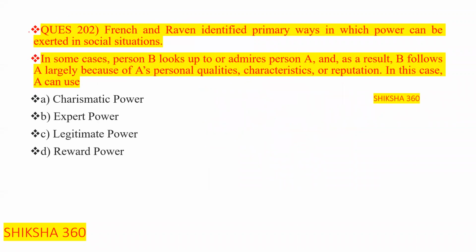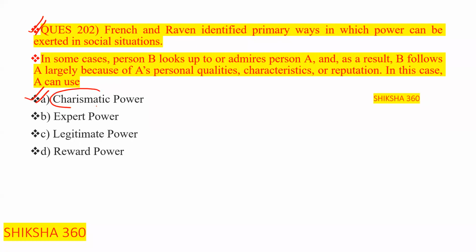Now move to question number 202. French and Raven identified primary ways in which power can be exerted in social situations. In some cases, person B looks up to or admires person A, and as a result B follows A largely because of A's personal qualities, characteristics, or reputation. In this case, what type of power can A use? Charismatic power, expert power, legitimate power, or reward power. So the correct answer is option A, charismatic power.